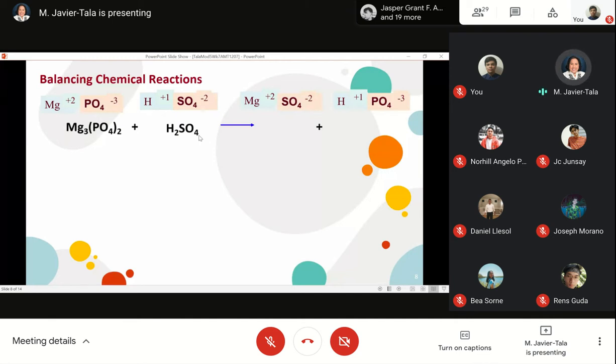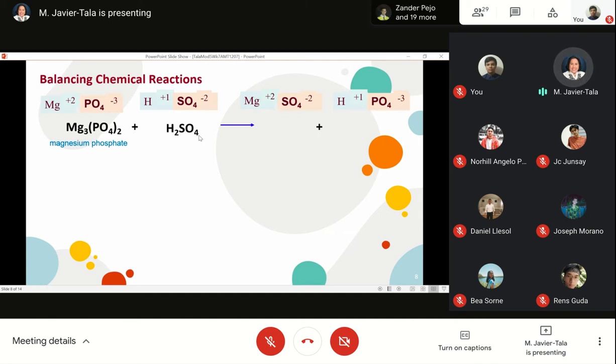So this reaction class that we will be balancing is composed of 2 compounds on the reactant side. The first reactant is magnesium phosphate. As you can see on top, it is formed from magnesium positive 2 because magnesium is from family 2A, and your phosphate group, if you refer to your periodic table, is negative 3.